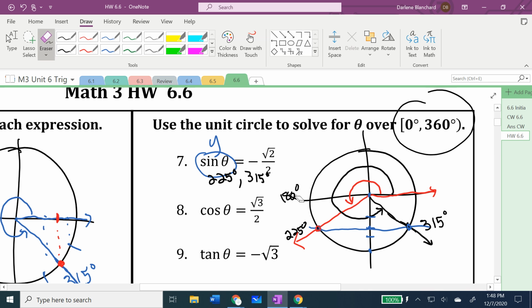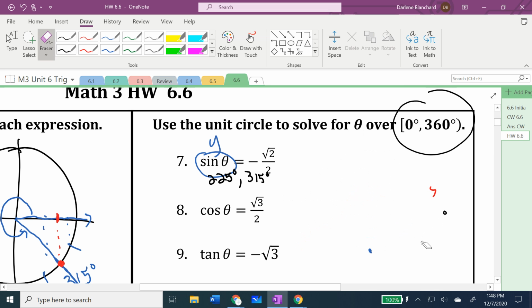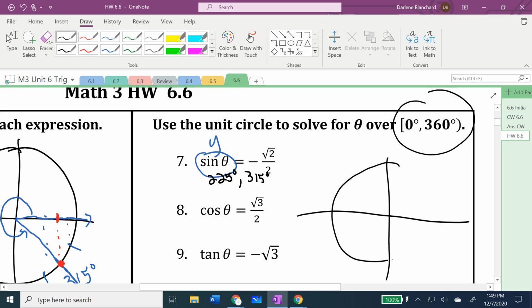And I'm going to erase and then do 8. Cosine is looking at the x coordinate. I didn't get the two answer part. You mean by getting two different answers? Okay. Okay, good, good.